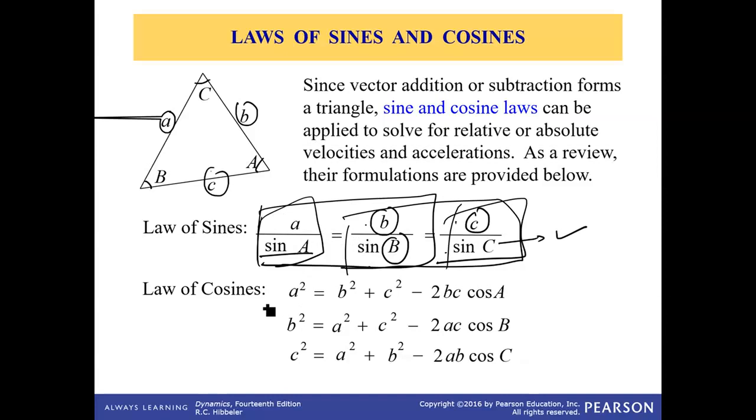And the law of cosines states that a squared is equal to b squared plus c squared minus 2bc multiplied by the cosine of the angle between b and c, which is cosine of A. So if we know b, if we know c, and if we know this angle A, then we can calculate this side a using this formula. The same also applies to side b and side c. So depending on the problem, we may have to use one of these concepts.